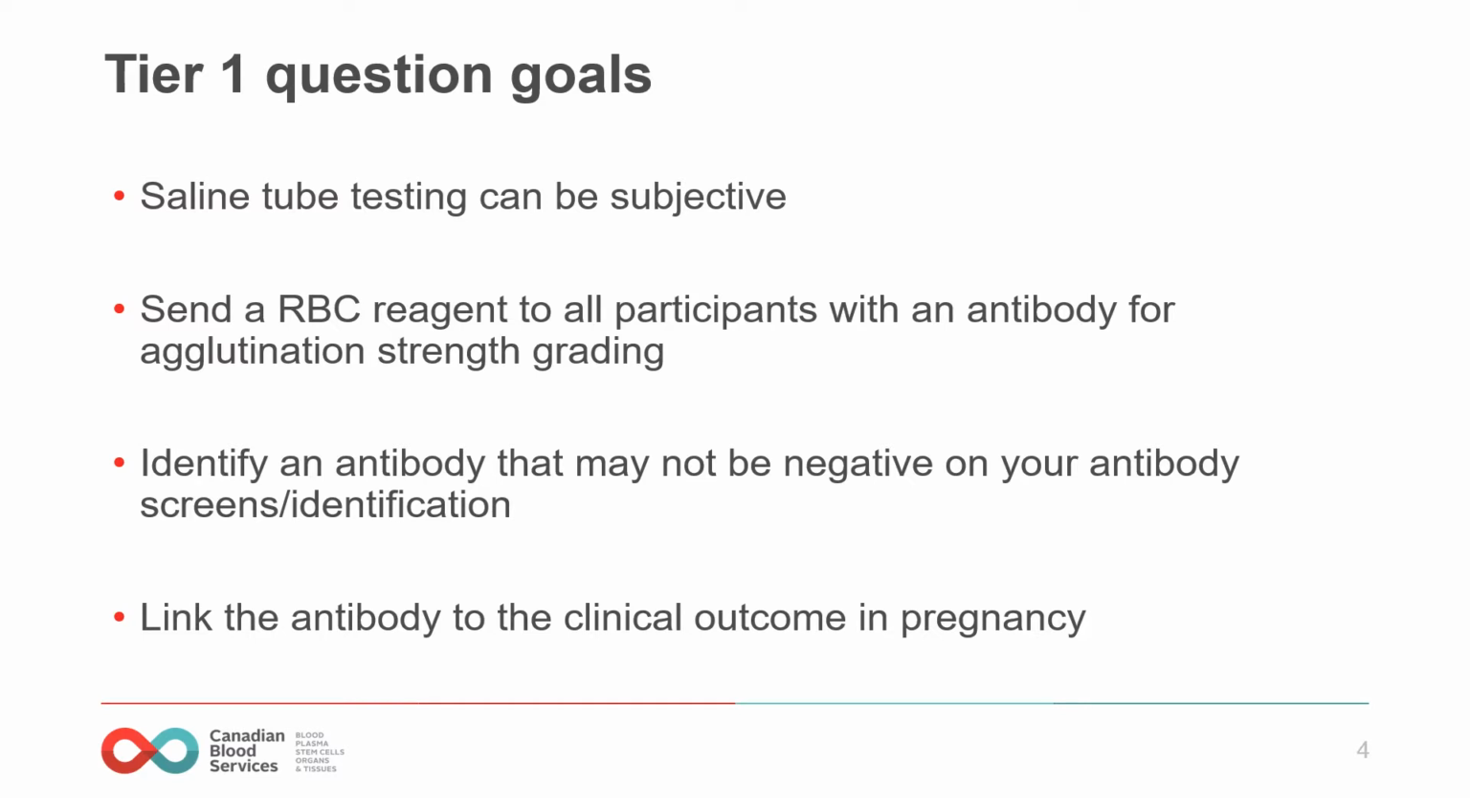So these are the question goals that we want you to learn from the first case that we presented. Number one is saline tube testing can be subjective. Second is to send an RBC reagent to all participants with antibody for agglutination strength grading. Next is to identify an antibody that may not be detected on your antibody screens or identification. And the last one is to link the antibody to the clinical outcome in a pregnancy.